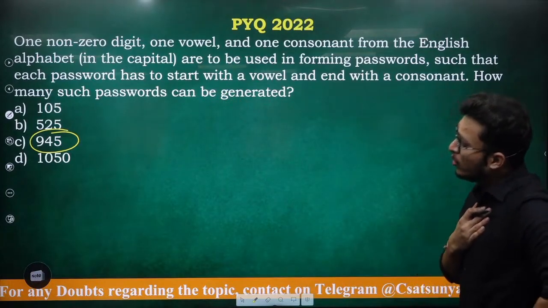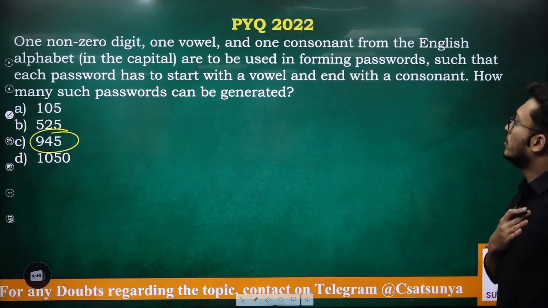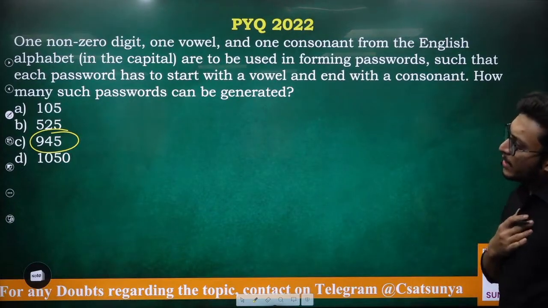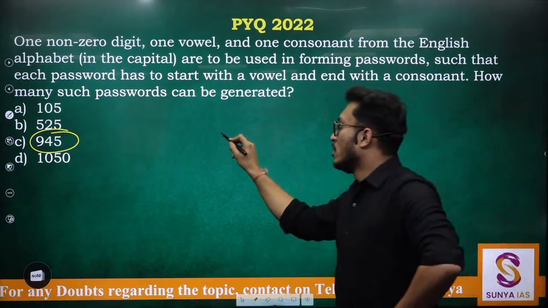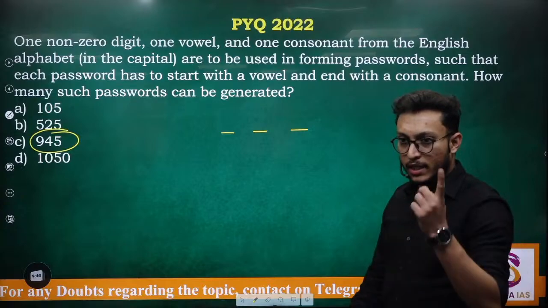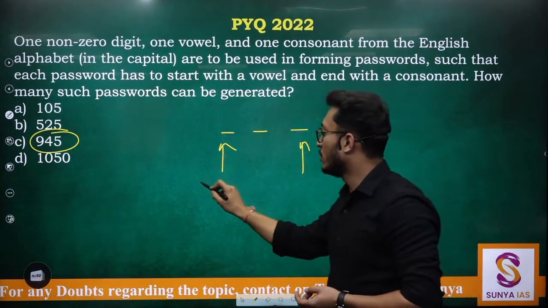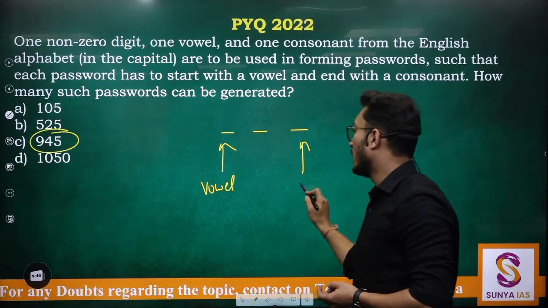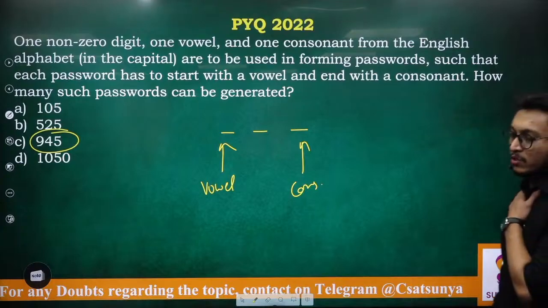One non-zero digit, one vowel and one consonant from English alphabet are to be used in forming passwords such that each password has to start with a vowel and end with a consonant. So I need a vowel, a consonant. It has to start with a vowel. It has to end with a consonant. How many such passwords can be generated?